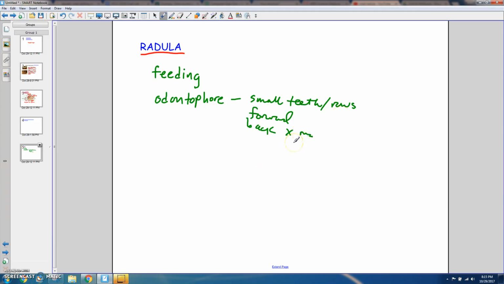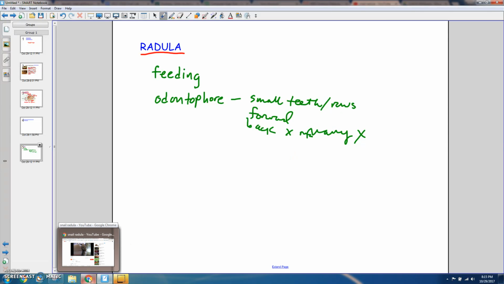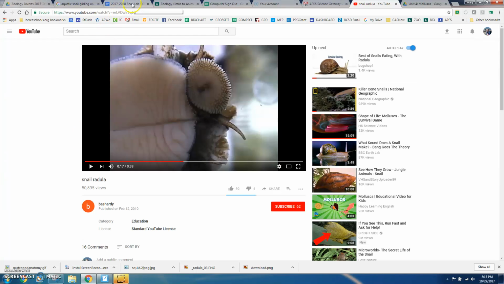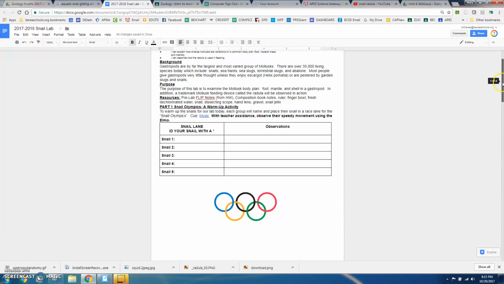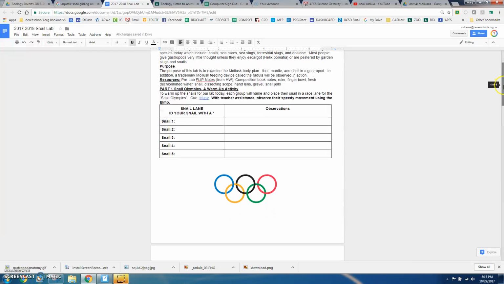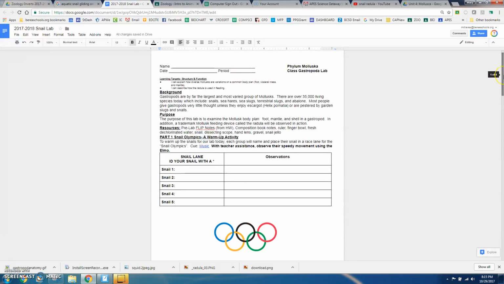And as they go forward and back, they scrape away at whatever they're feeding on. Okay? So in our lab, you're going to see this tomorrow. We are going to be looking at how the mollusk body plan is designed in gastropods.